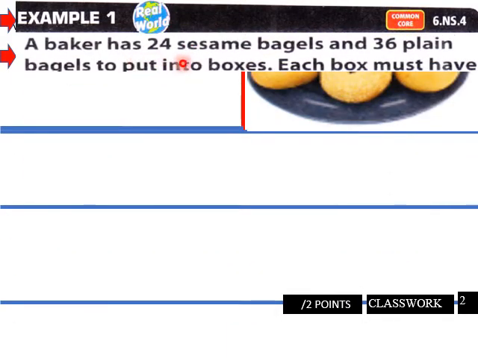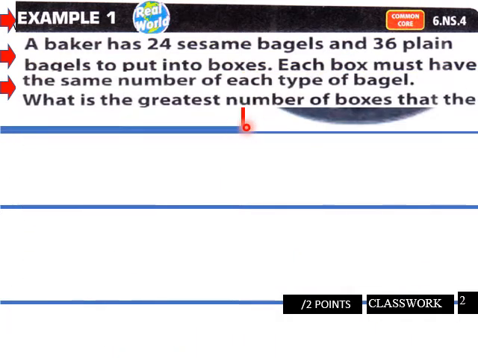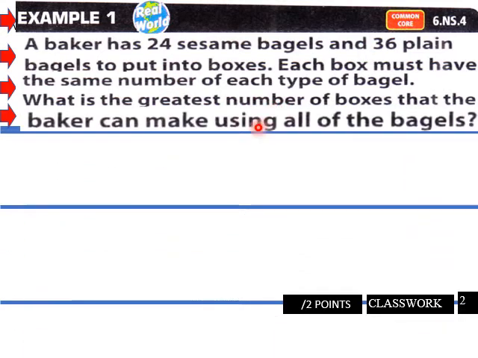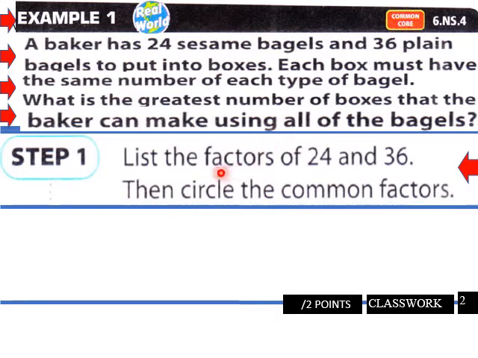Example 1. A baker has 24 sesame bagels and 36 plain bagels to put into boxes. Each box must have the same number of each type of bagel. So each box must have the same number of each. What is the greatest number of boxes that the baker can make using all of the bagels, of the sesame and the plain? So how do we figure that out?